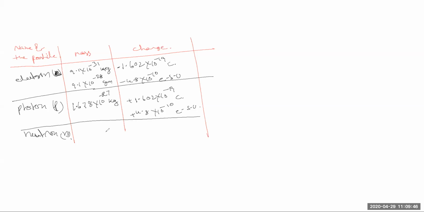Coulombs is the SI system and ESU is the CGS system. Next, what is the mass of the neutron? It is slightly greater than the proton. Here it is 1.673, or 1.678 into 10 power minus 27 kg. Charge is 0. Note these values.